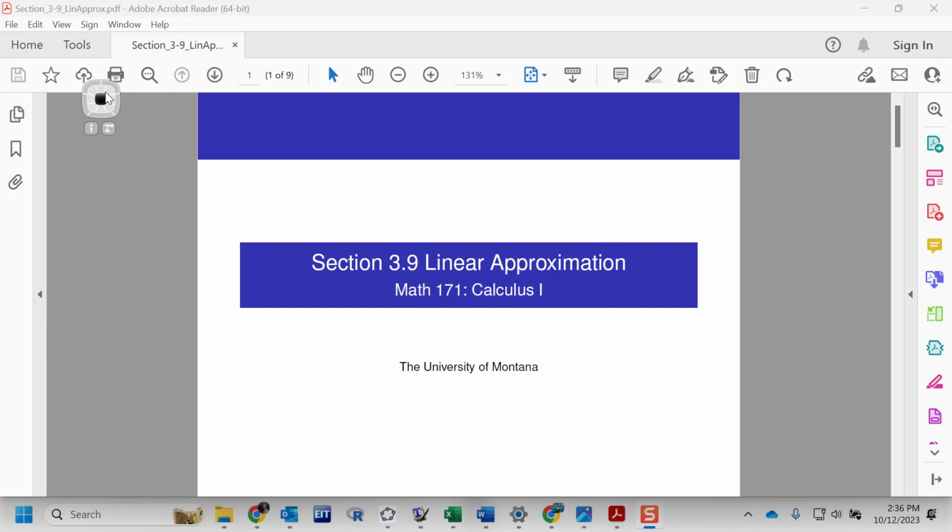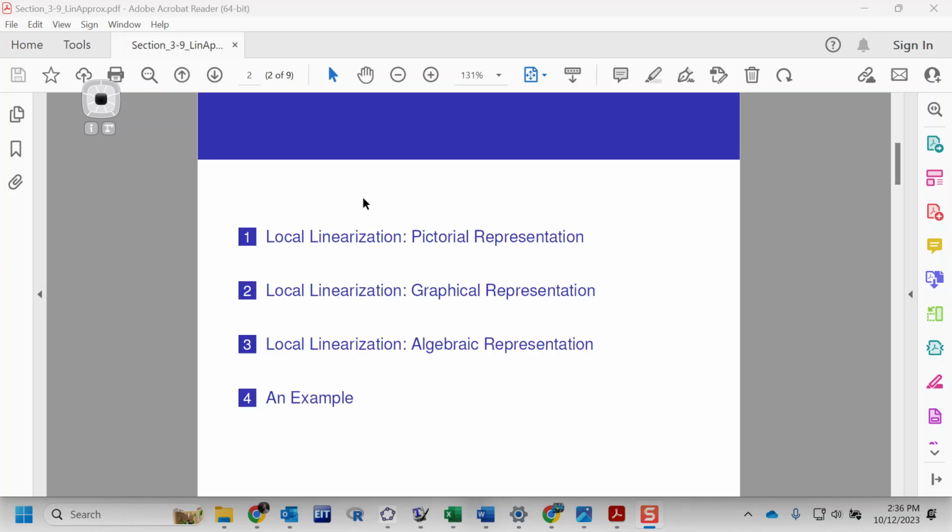All right, so let's just get right to it. Today what I want to do is show you the concept of local linearization just pictorially, just so you have a picture in your head of what we're doing. Then we'll take a look at a dynamic graphical representation using Desmos, and then talk about what this means in an algebraic sense, and I'll do just one full-blown example and we'll call it a day.